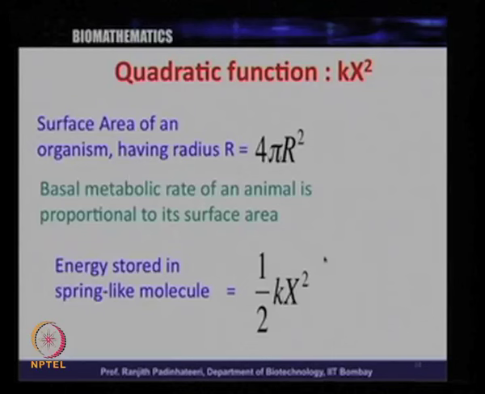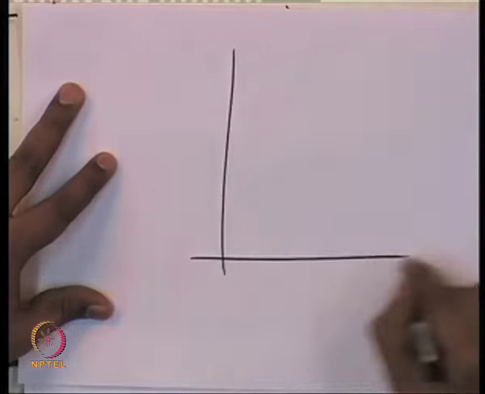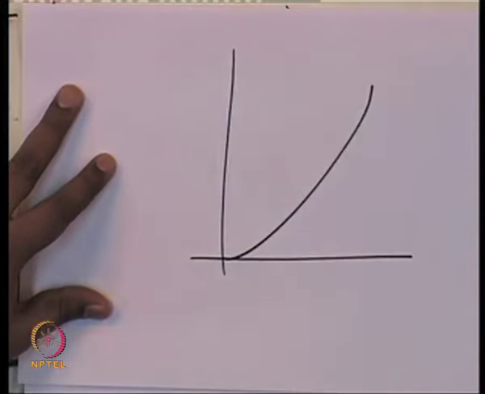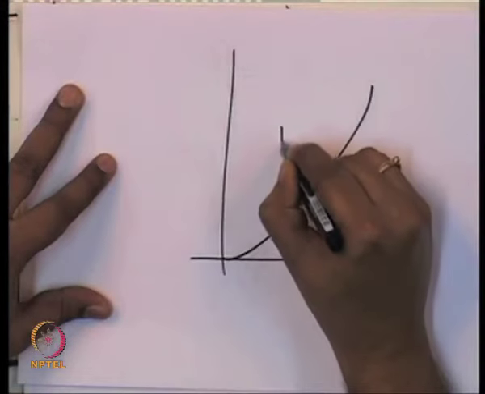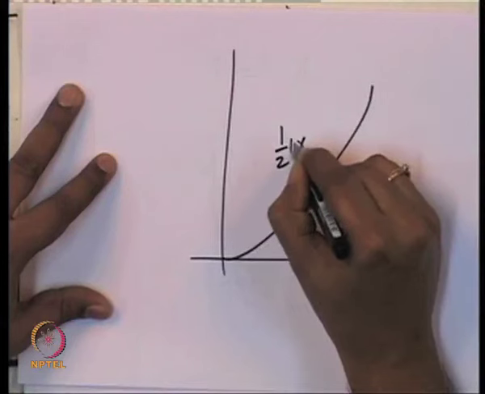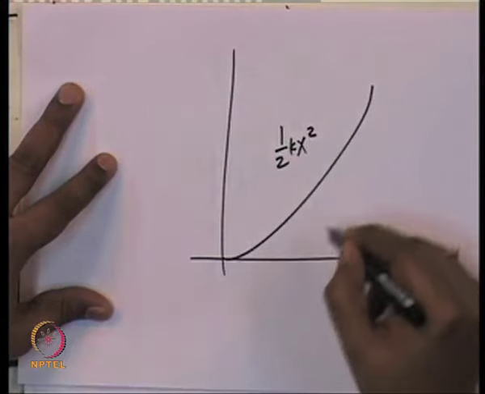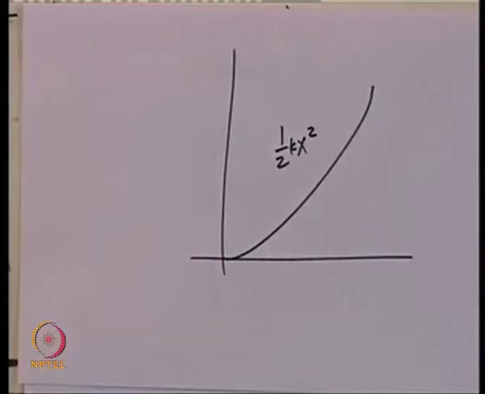Here x is basically how much the spring is stressed. As we saw earlier, x square increased like a curve. So, as I can draw here, when we plot x square, it was increasing. So, this is, let us say, half k x square. What does it mean? x is the stretching: the more you stretch the spring, the more energy you need to give to stretch the spring.